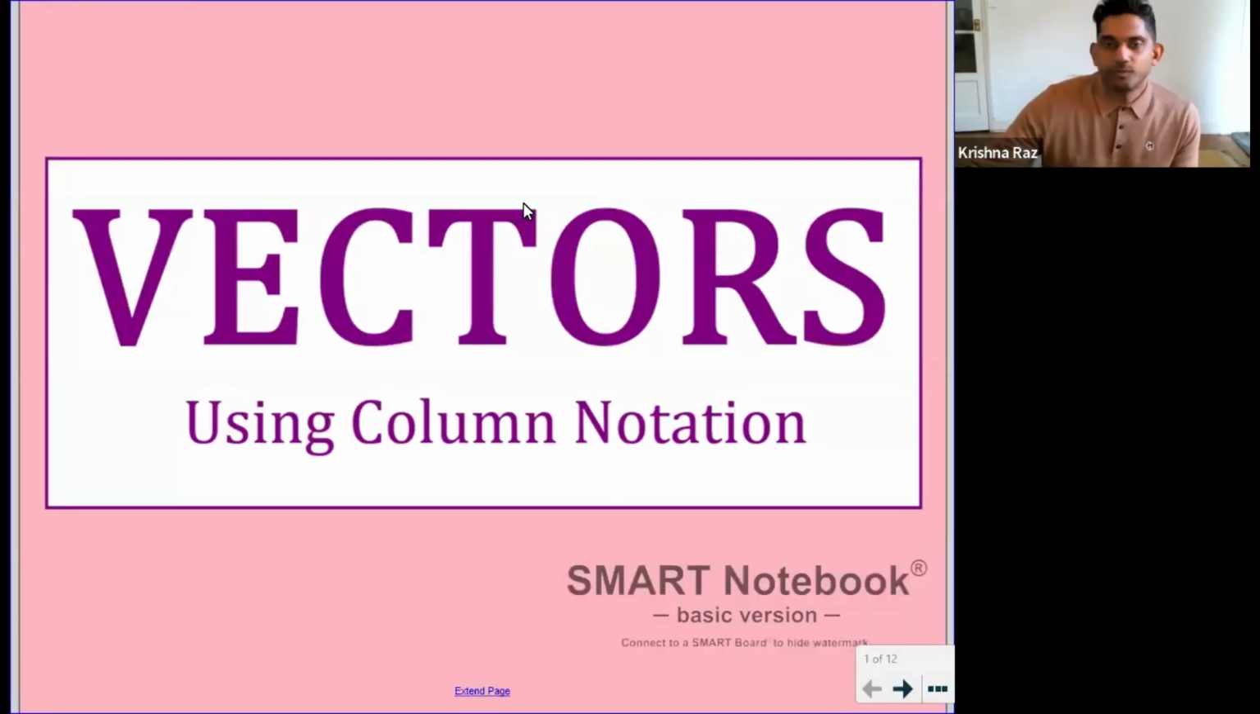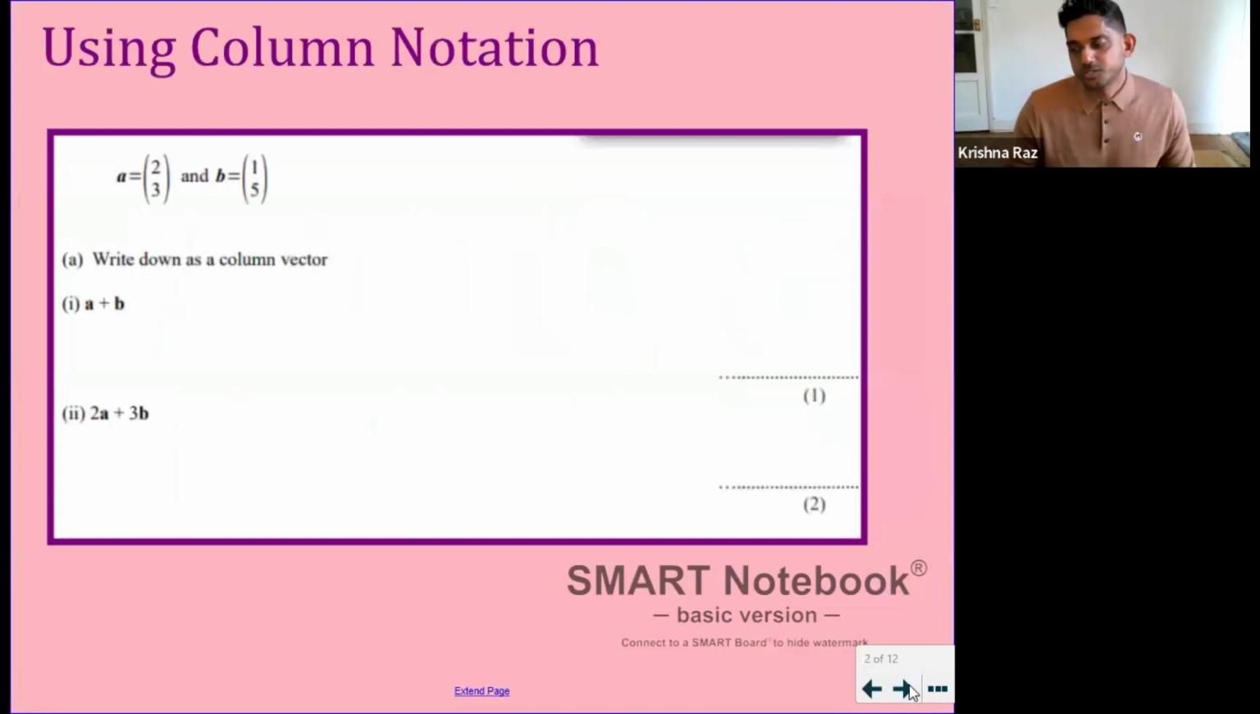Hi guys, today we'll be looking at vectors and specifically using column notation. So this is what I would consider an easier part of vectors. We're going to go straight into exam questions and I'll use those to describe what we need to do.